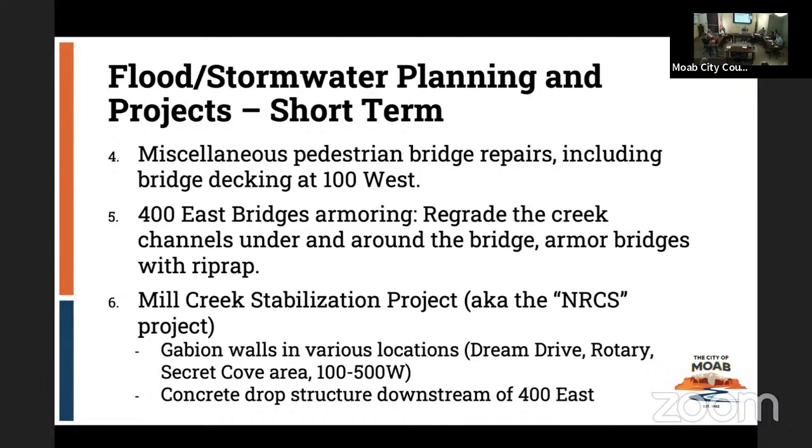Again, the 4th East, Mill Creek, and Pack Creek bridges are a project that you know about. Those are basically to strengthen those bridges, protect them, and deal with the creek channel in there with regard to the bridges. And then there's the Mill Creek Stabilization Project, which is also known as the NRCS project because a bunch of the funding came from there. It includes putting in these gabion walls, those gabion baskets of caged rocks, in various locations throughout the corridor, along with a drop structure downstream of the 4th East Bridge.